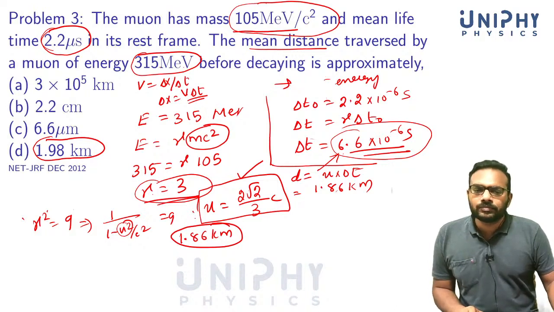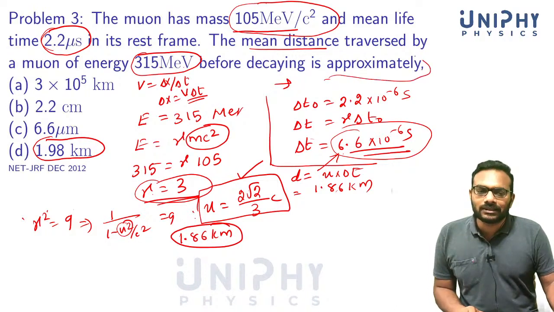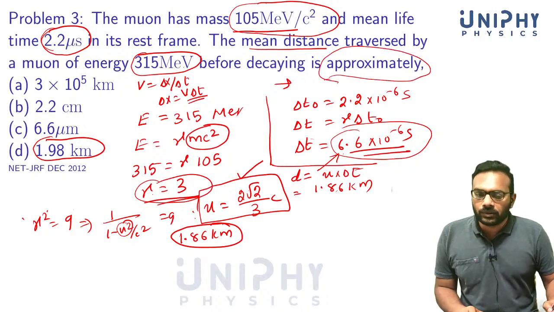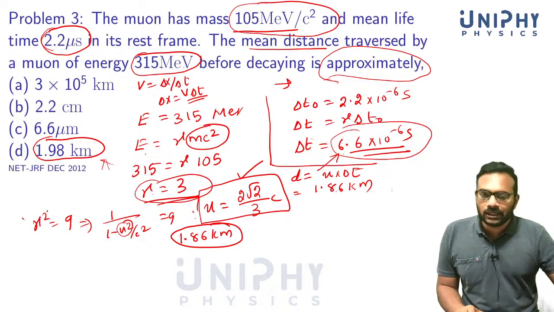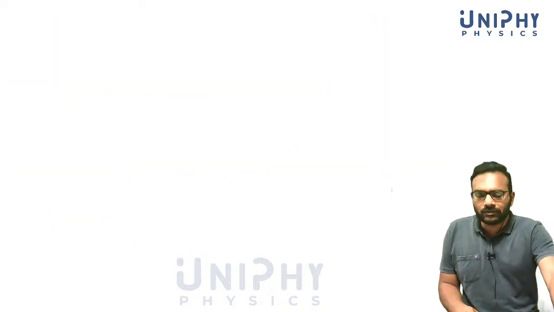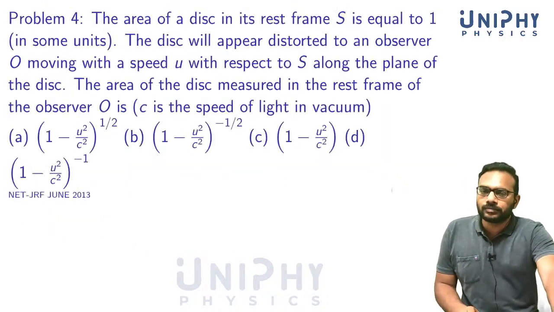It's said approximately. Approximately, this is the catchword here. So we got 1.86 kilometer and we have got 1.98 kilometer in the options. So that's the correct option. Sometimes you may not have the exact answer in your options.